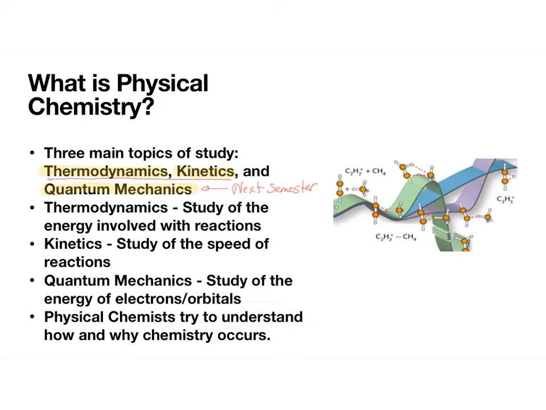Kinetics is the next field that we're going to really study this semester. And kinetics is less worried about the energy, but more about the speed. Now, the energetics of a reaction is involved with dictating the speed of the reaction, but kinetics really asks how fast. Then quantum mechanics studies the energy of electrons and orbitals. And so quantum mechanics is really saying, electron, where are you and what is your energy? Physical chemists try to understand how and why chemistry occurs.